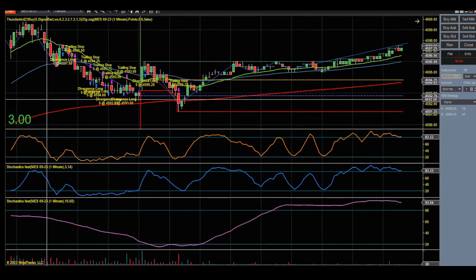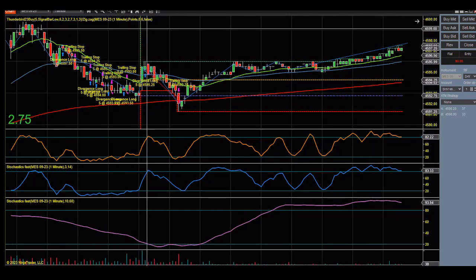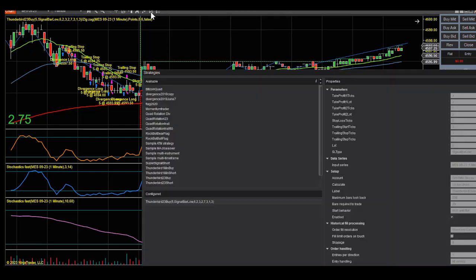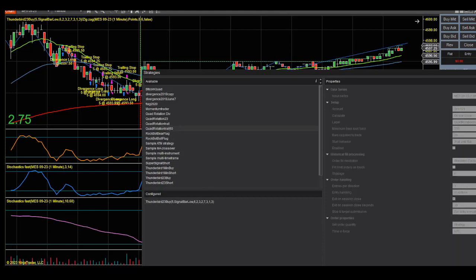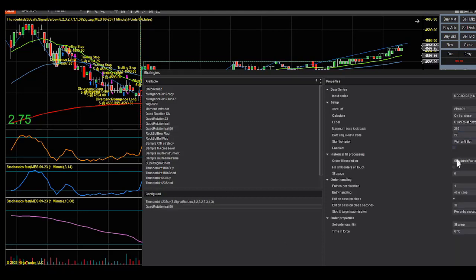Let me see if that was a quad rotation. Now we also have the quad rotation on this, and that's going to be called the quad rotation trail 60. So we're going to add that to that, and we're going to enable that. Now I'm working on the sell signal right now.